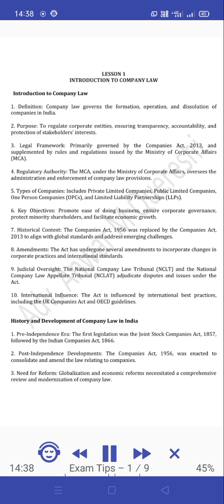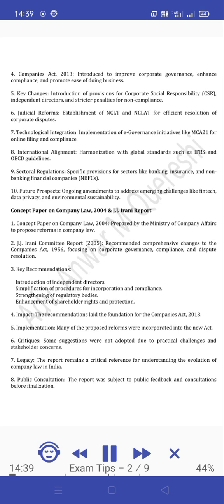History and development of company law in India. 1. Pre-independence era. The first legislation was the Joint Stock Companies Act, 1857, followed by the Indian Companies Act, 1866. 2. Post-independence developments. The Companies Act, 1956, was enacted to consolidate and amend the law relating to companies. 3. Need for reform. Globalization and economic reforms necessitated a comprehensive review and modernization of company law. 4. Companies Act, 2013. Introduced to improve corporate governance, enhance compliance, and promote ease of doing business.